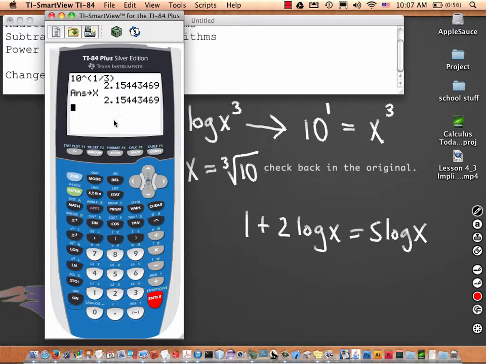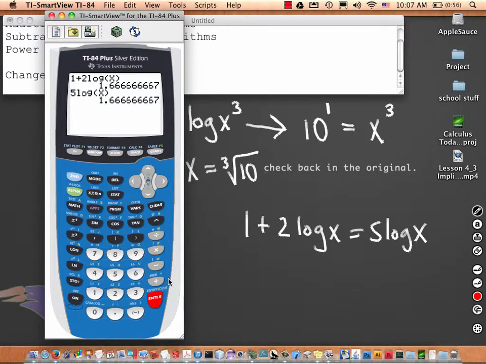All right, so now what I do is I check what is 1 plus 2 logarithm of x. Now that I've stored that value in, there we go. I must have done something wrong before. There it is. And now what I do is I test 5 logarithm of x. Enter. There we go. Okay.